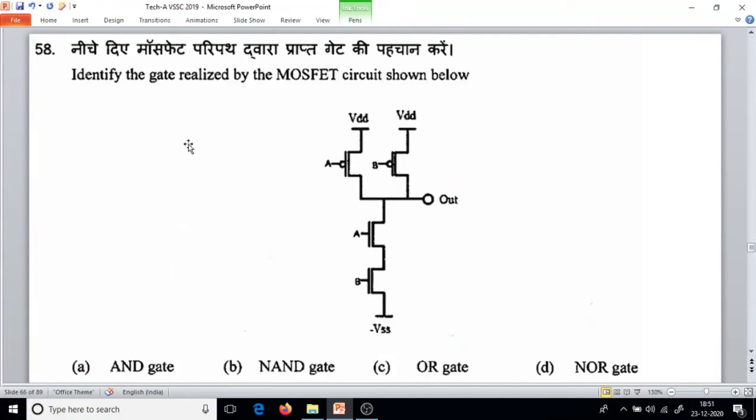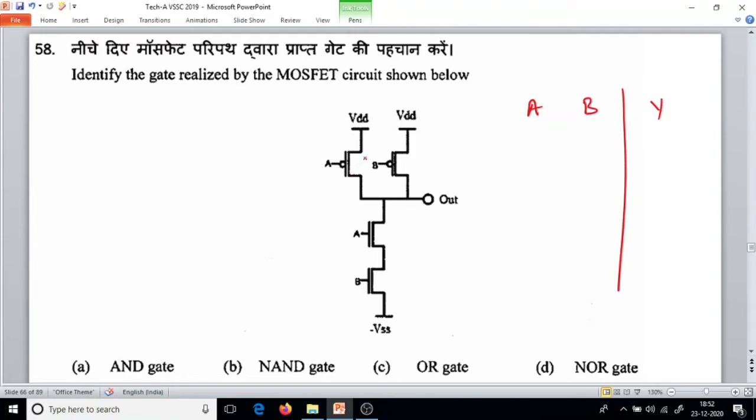This is question number 58. It's also a simple question. Identify the gate realized by MOSFET in the circuit given below. This is a two input gate, so we'll just write the truth table with inputs A, B, and Y as the output.